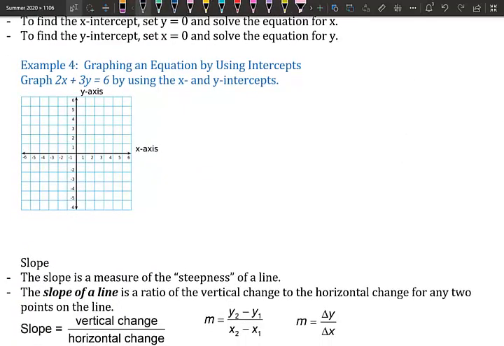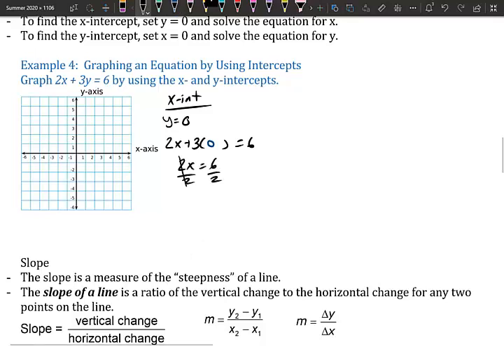So we can graph by using intercepts. To find the x-intercept, the opposite of x is always y. So we're going to make y equals 0 in our equation. So we have 2 times x plus 3 times y, which is 0, equals 6. So 3 times 0 is 0, so 2x equals 6. Divide by 2, and we get x equals 3. So that point, because remember a point is x, y, is 3, 0.